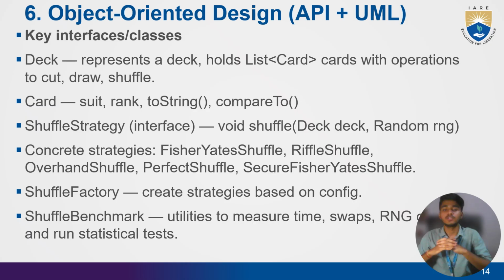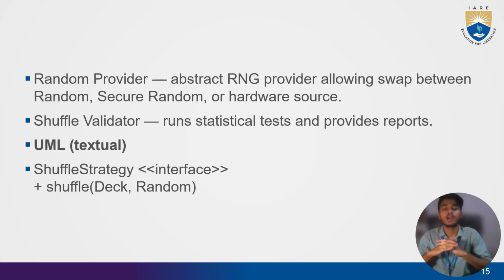Concrete strategies: Fisher-Yates shuffle, riffle shuffle, overhand shuffle, perfect shuffle, secure Fisher-Yates shuffle. Shuffle factory creates strategies based on config. Shuffle benchmark utilizes to measure time, swaps RNG, and calls and runs statistical tests. Random provider: abstract RNG provider allowing swap between random, secure random or hardware source. Shuffle validator runs statistical tests and provides reports.